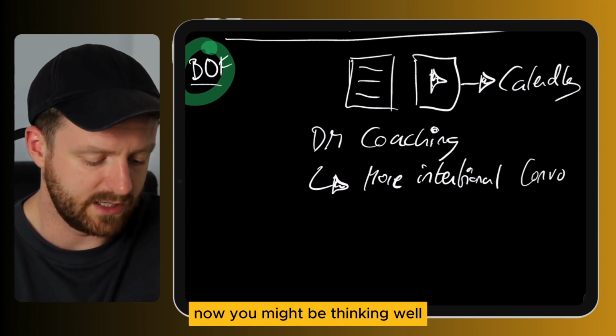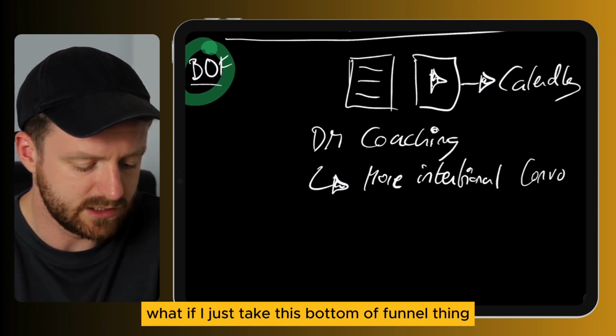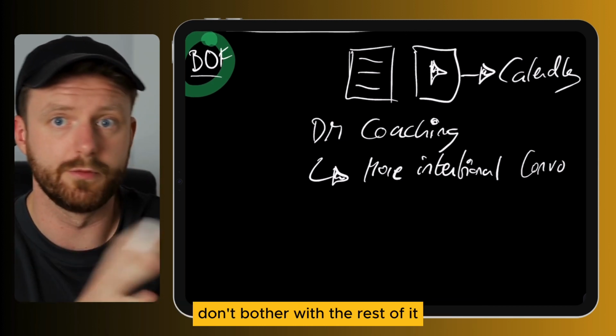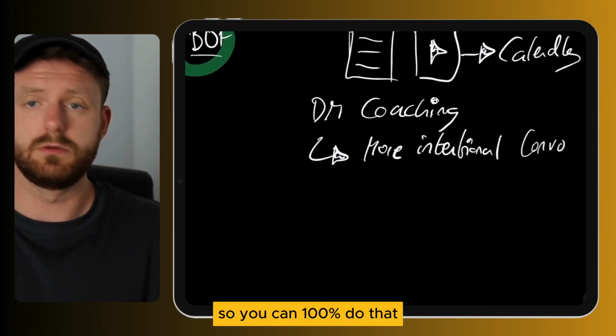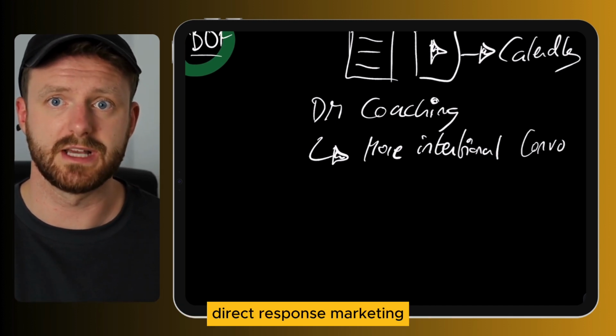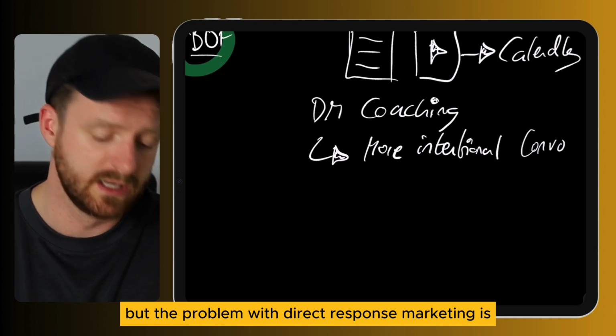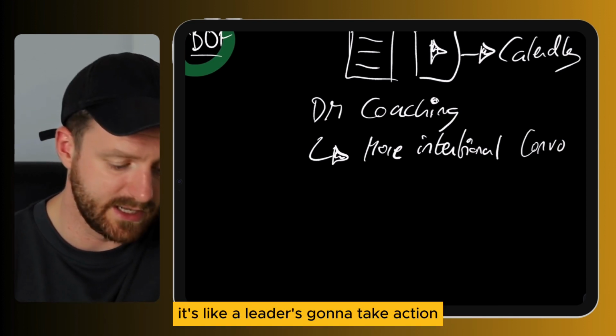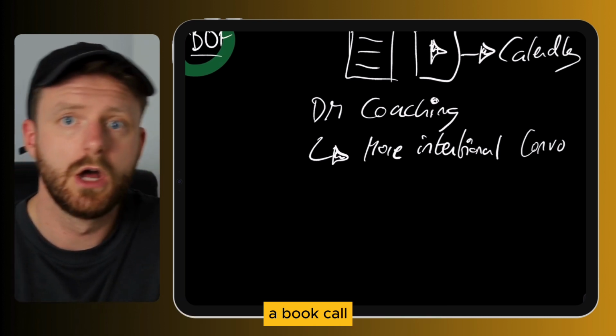Now you might be thinking, well, what if I just take this bottom of funnel thing, this offer, and just put it out to people and don't bother with the rest of it? So you can 100% do that, and that's basically what's called direct response marketing. But the problem with direct response marketing is it's basically like churn and burn, right? It's like a lead is going to take action and book a call, or they're not.